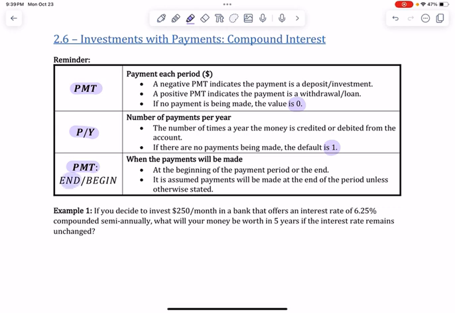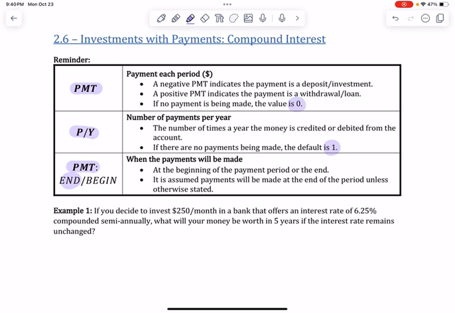Now, this time round, we might actually have payments going on. Remember that payments are represented by any sort of repeated investment or repeated withdrawal. If it only happens once, it is not considered a payment, but if it happens more than once, it is. So we are going to take a look at that.